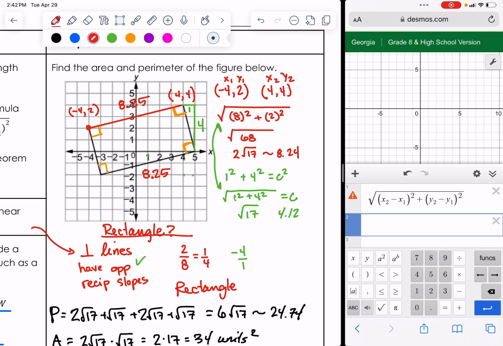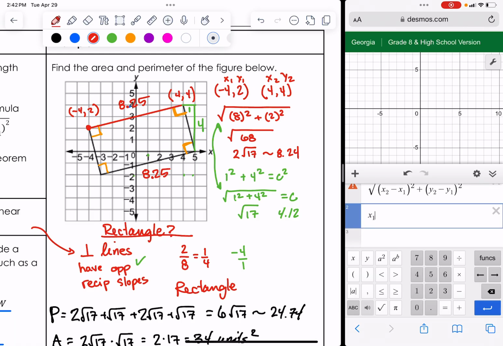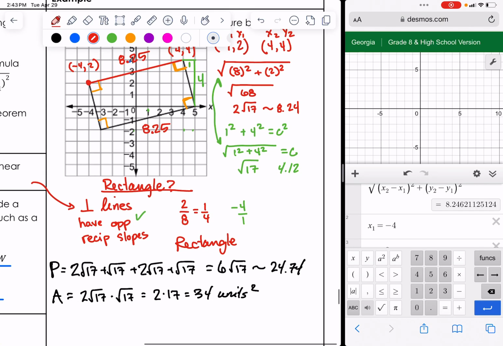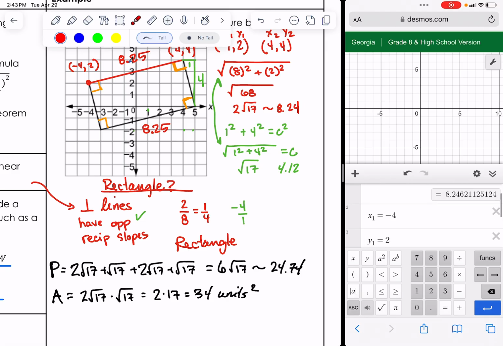So if you come down here after typing in the formula and you say your x1 is equal to -4, and your y1 is equal to 2, and your x2 is equal to 4, and your y2 is equal to 4, and scroll back up, the formula will tell you that it comes out to be 8.25, which is what we got here as our distance.